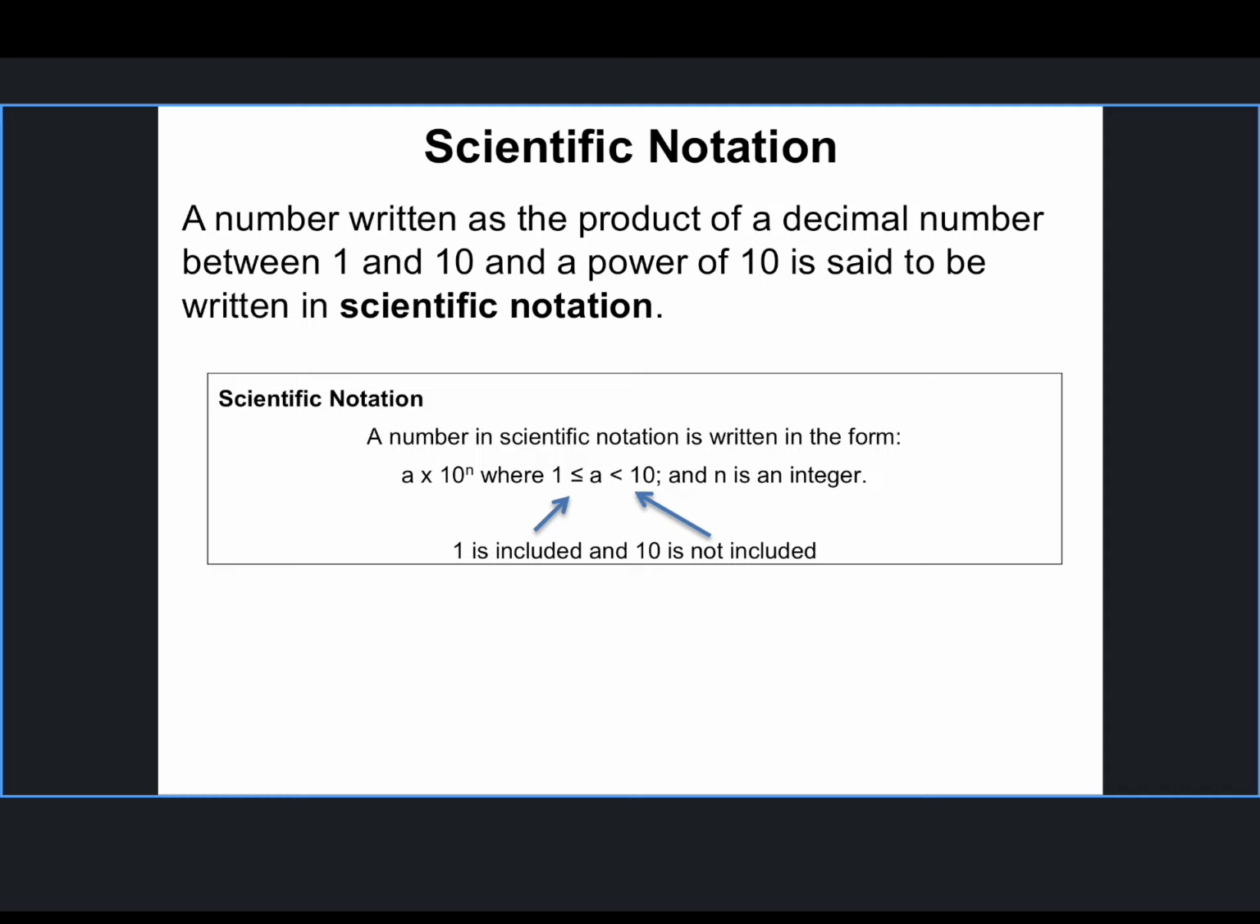So, what does that mean? Well, the definition is we have a times 10 to the n, 10 to some power, where a is greater than or equal to 1, so 1 is included, and less than 10, meaning 10 is not included, and n is an integer.